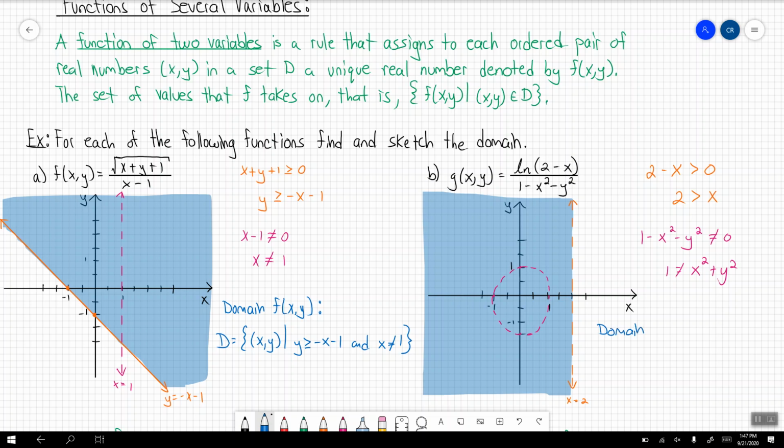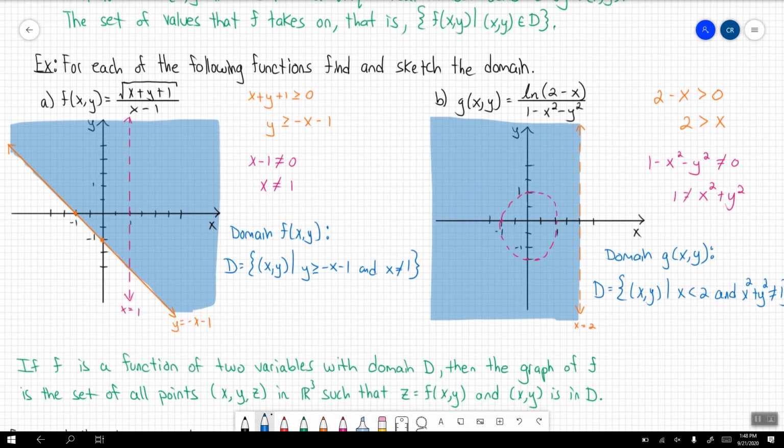This is going to be the domain for g of xy. And this domain is going to be domain D. It's going to contain all of the ordered pairs xy such that x is less than 2 and x squared plus y squared is not equal to 1. There we are. That is the domain. So again, we want to make sure that we extract these values for the domain, and we have to make sure that we keep on applying these techniques that we've learned in previous courses.